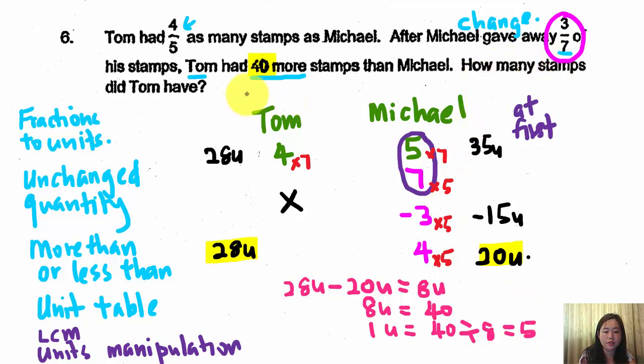So how many stamps did Tom have? Tom has 28 unit. So 28 unit is equal to 28 times 5, and it will be 140 stamps.